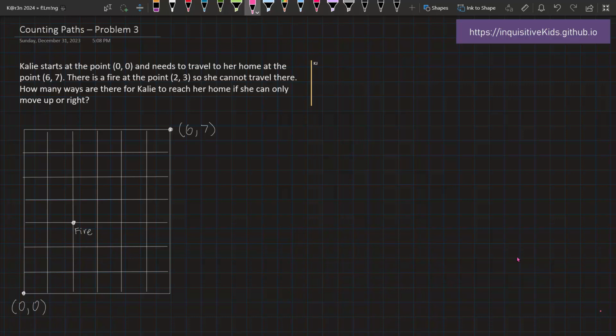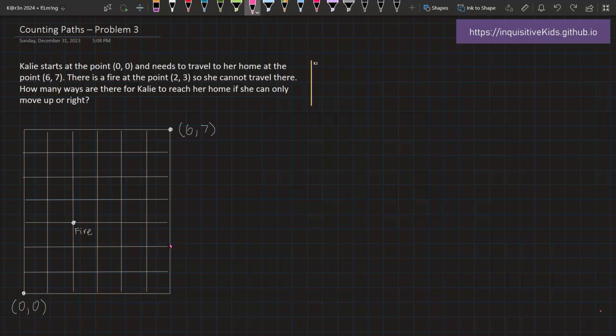Kaylee starts at the point (0, 0) and needs to travel to her home at the point (6, 7). There is a fire at the point (2, 3), so she cannot travel there. So she has to avoid this point by going around. How many ways are there for Kaylee to reach her home if she can only move up or right?